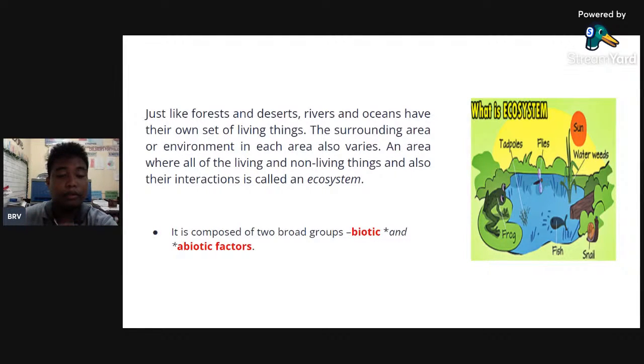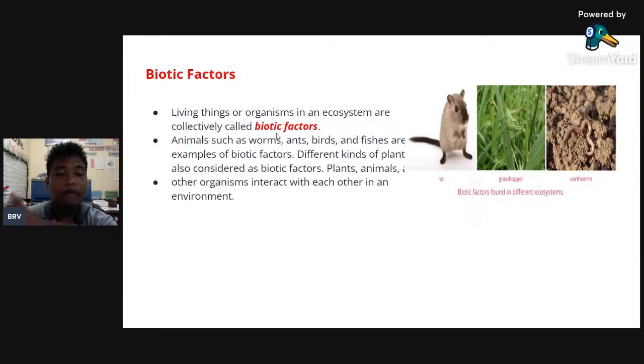It is composed of two broad groups, biotic and abiotic factors. So that's what we are going to have this time. Biotic factors. So what are the biotic factors? Living things or organisms in an ecosystem are collectively called biotic factors. So living things, so there's life or organism. Animals such as worms, ants, birds, and fishes are examples of biotic factors. Different kinds of plants are also considered biotic factors.